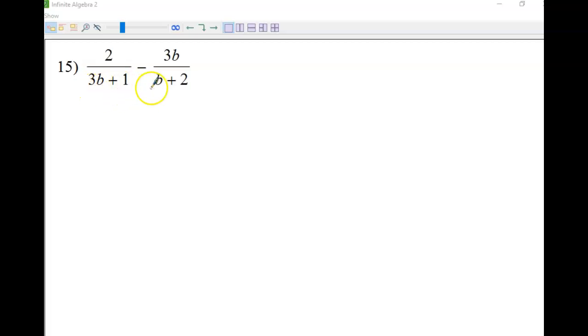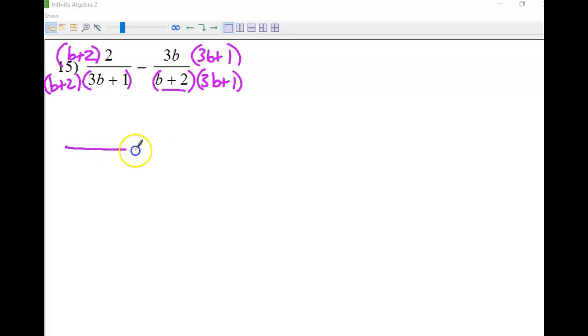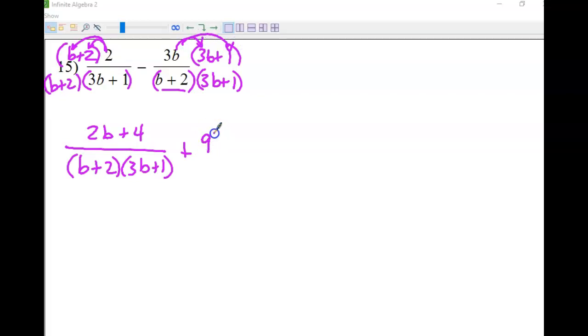So in this case, I can't factor the denominators, so they are what they are, but we still need to match them. So on this side, I need to put a 3b plus 1. And on this side, I need to put a b plus 2. That way they both have the same denominator. Okay. So now on the top, I'm going to distribute this 2 in to get 2b plus 4. And then here we're going to distribute this in to get 9b squared.